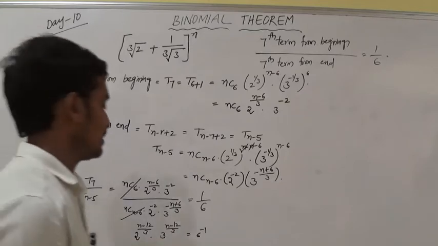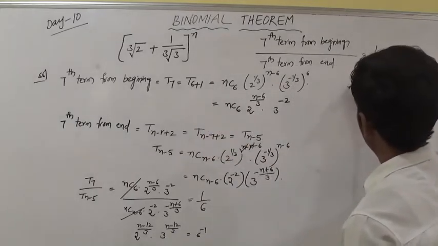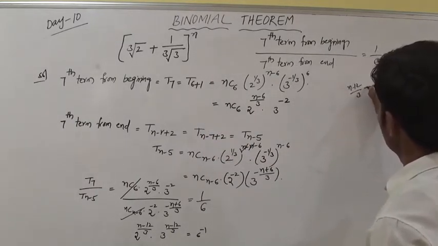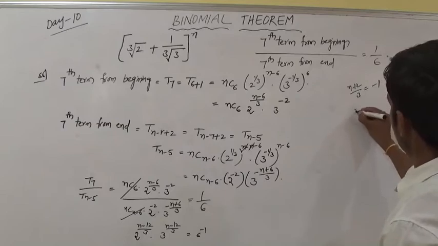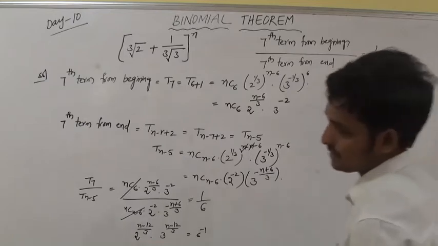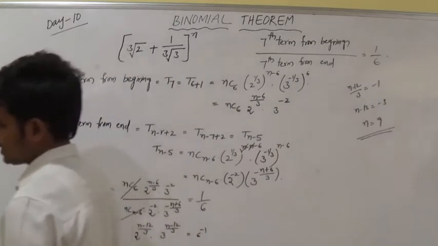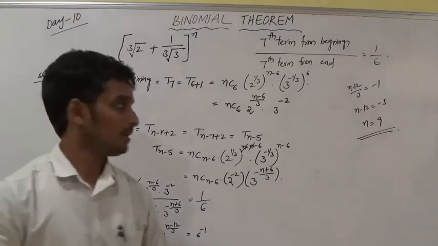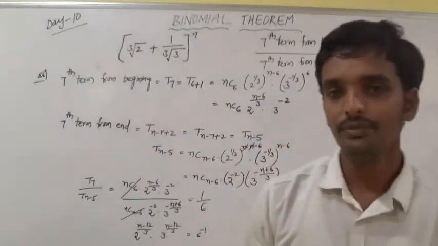Bases are equal, then the exponents are also equal. So (n minus 12) by 3 is equal to minus 1. n minus 12 is equal to minus 3. n is equal to 9. That is the answer. n is equal to 9 is our answer. Have you got it? Have you observed?